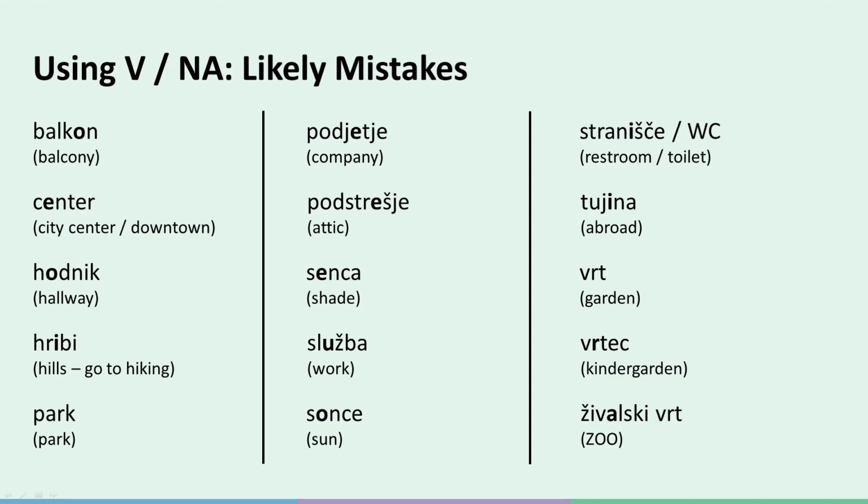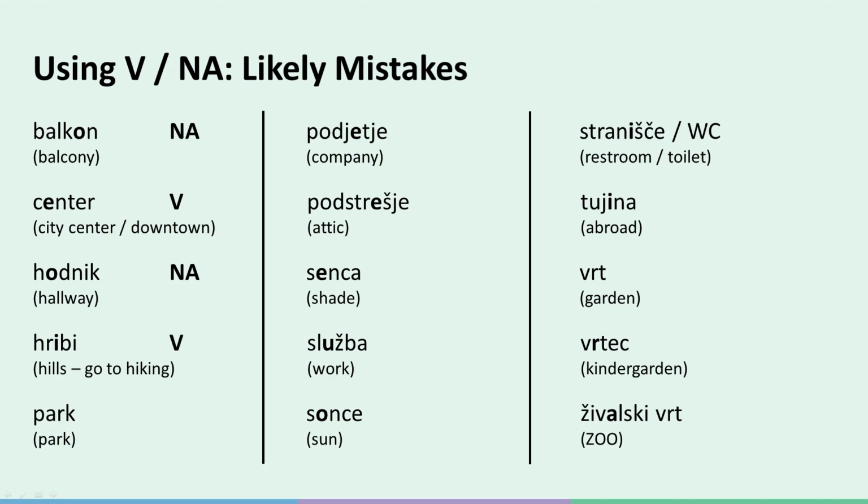Okay, so here are a couple of words where I think it's more likely to make a mistake, since these don't follow the guidelines we've laid out. On the balcony is na balkonu, even though you can think of a closed balcony as a 3D space. You can think of a center as being abstract or more two-dimensional than three-dimensional, but in the center or downtown is still u centru. In the hallway is na hodniku.